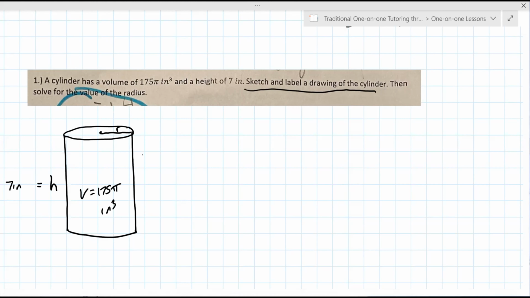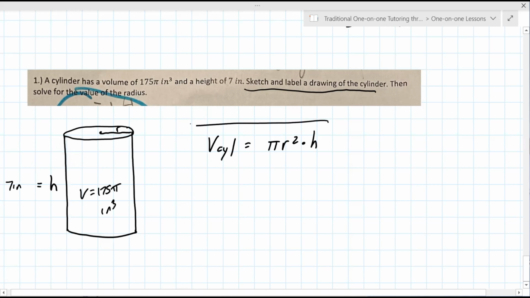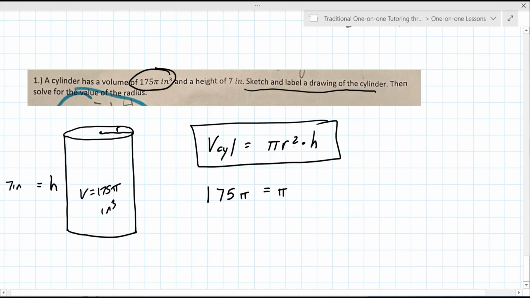The volume of a cylinder is pi r squared times h. And yes, you have to know this unless you think your instructor will give it to you on a test or quiz. So just keep that in mind, pi r squared h. So the volume is 175 pi. That's given. The radius is not given. That's what we're trying to find. The height though is 7.